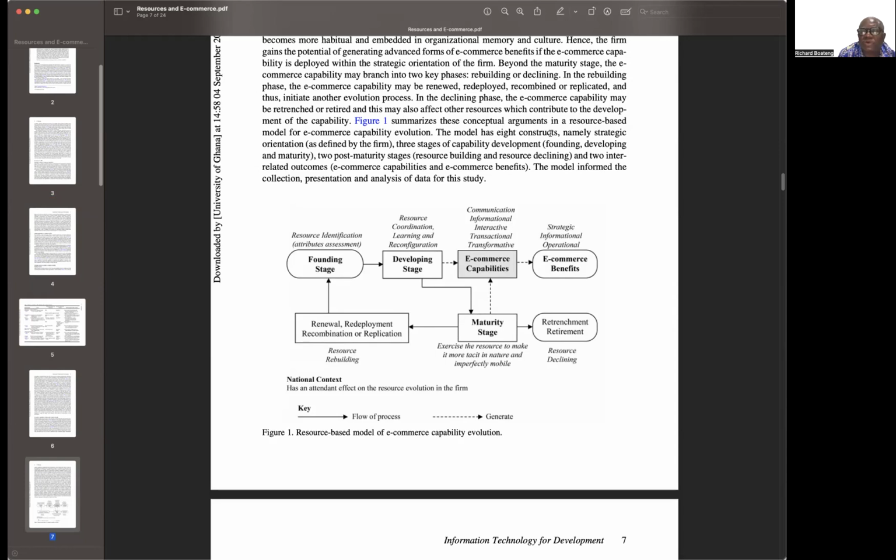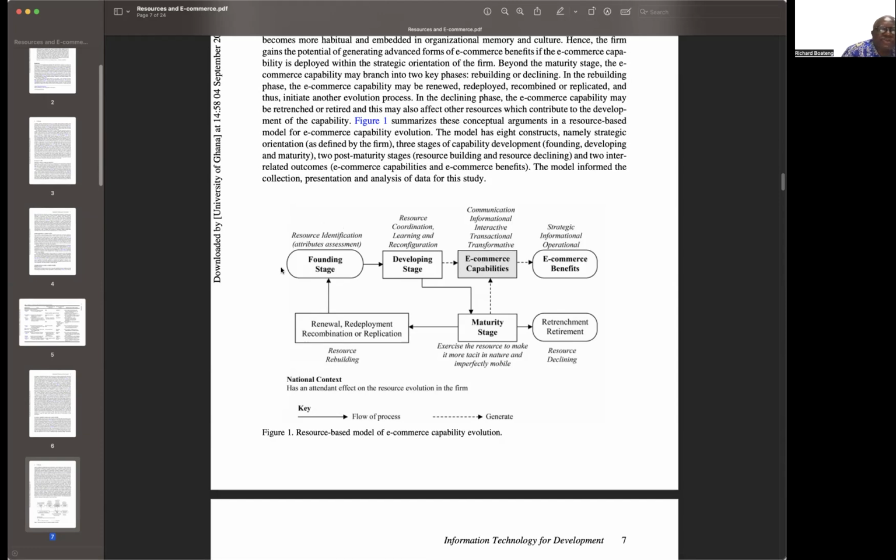The model has 8 constructs, namely strategic orientation, as defined by the firm, 3 stages of capability development, and then 2 post-maturity stages, and then two interrelated outcomes, e-commerce capabilities and benefits. The model informed the collection and analysis of the data. So remember I mentioned that the model is going to direct you.